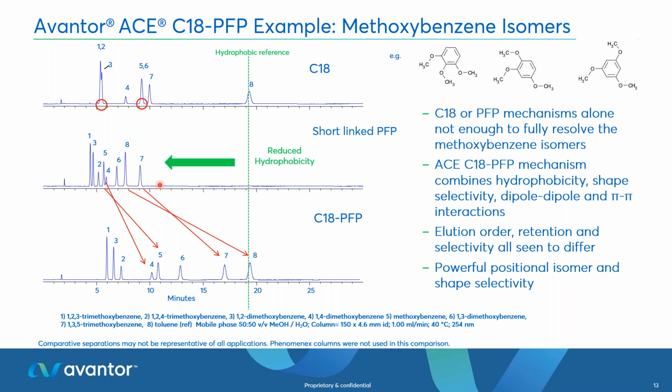But it's a short link PFP, so instead of having a long alkyl chain, you've got something like a C3 linking it to the surface, and therefore you've got a smaller separation window. The C18 PFP pulls everything apart, including that hydrophobic marker, and you get good separation. I mean, you've got too much separation here potentially. You can go to a shorter column, smaller particle size, and really optimize this further from there. But you've got that wide separation window to play with, that big selectivity space.